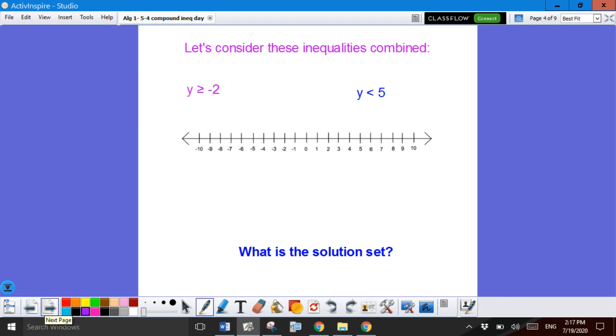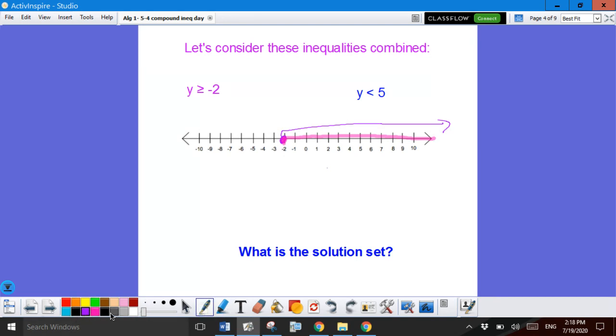Okay, so let's take a look at what these two inequalities would look like if I graph them. So I'm going to go ahead and start with purple here. So y is greater than or equal to negative 2. So here's negative 2. It's a closed circle to the right. And I'm going to go ahead and highlight the solution, which is going to take me this way. Notice how I highlighted that negative 2 because that's a solution.